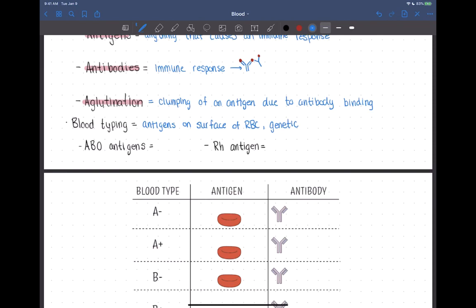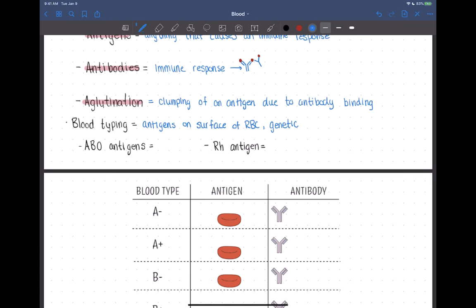There are actually 30 different possible ways to categorize someone's blood type. The ones that we use are these ABO and Rh antigens, because they are responsible for the most severe transfusion reactions when you're giving someone blood. So these are the ones we focus on.